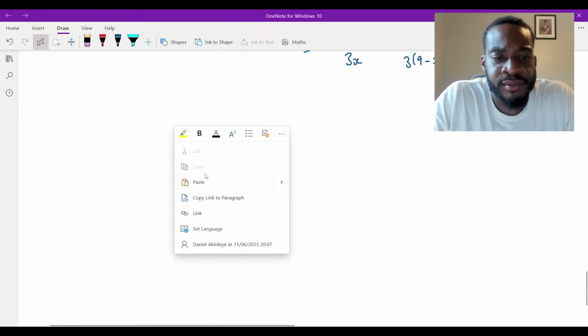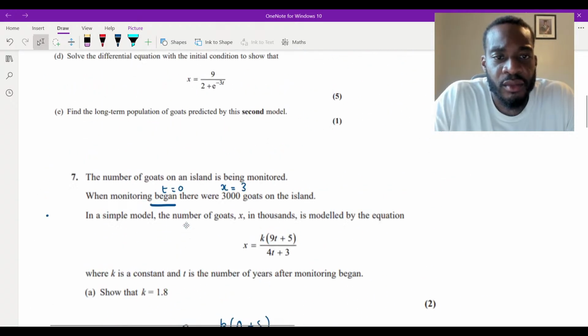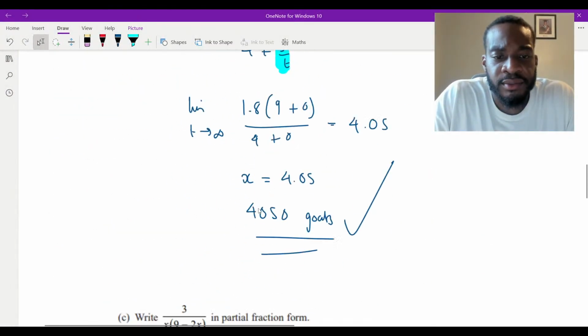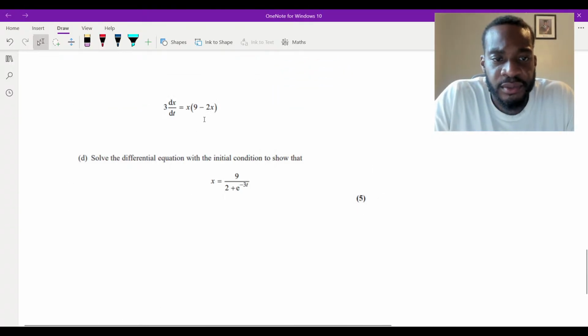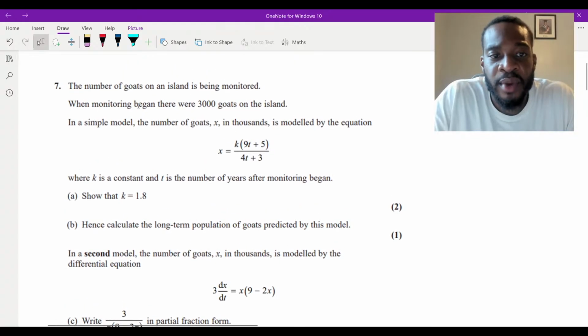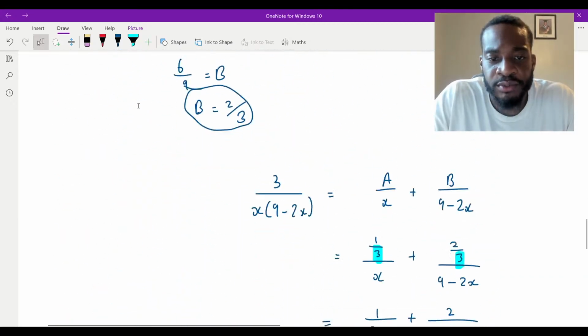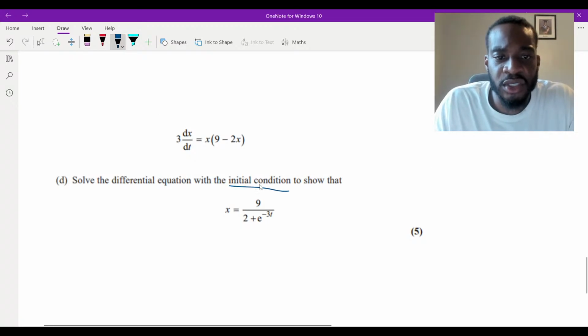So we've got this here. We got that. And then what was the actual equation? The differential equation was here. Okay. So we got this one. And then let's see where we're at. We need to solve the differential equation with the initial conditions. Remember, the initial conditions was when monitoring began, there were 3,000 goats. So when t was 0, x is 3. So let me write that as well. t equals 0, x equals 3. That is the initial conditions there. t equals 0, x is equal to 3, right?